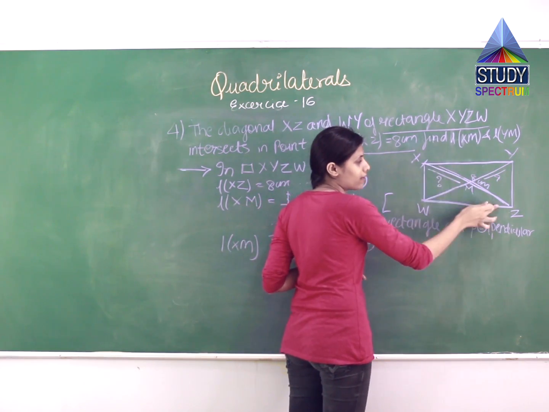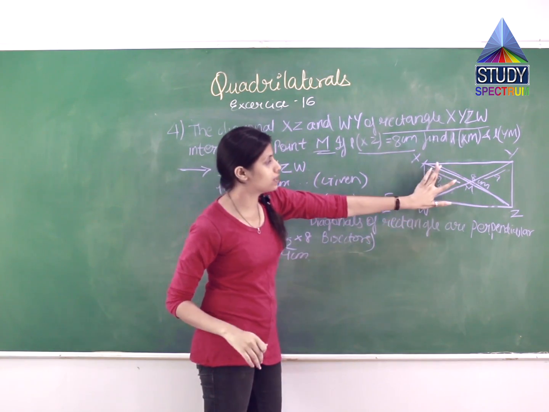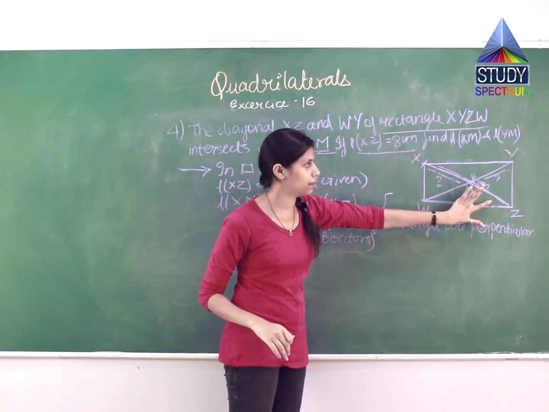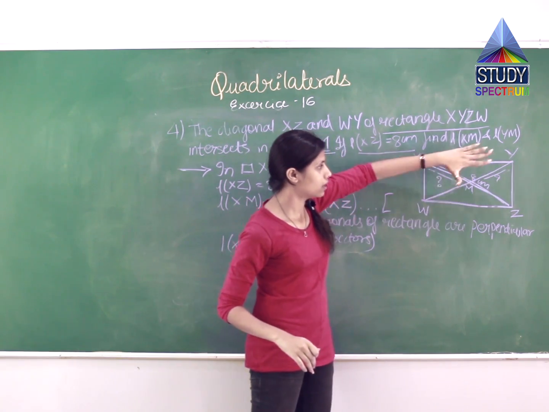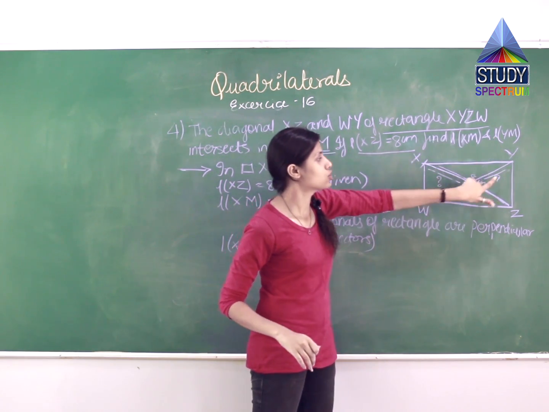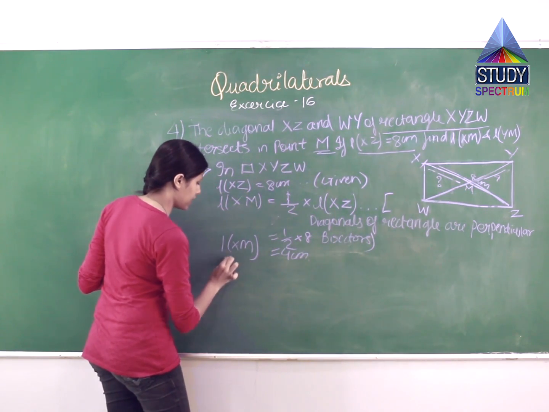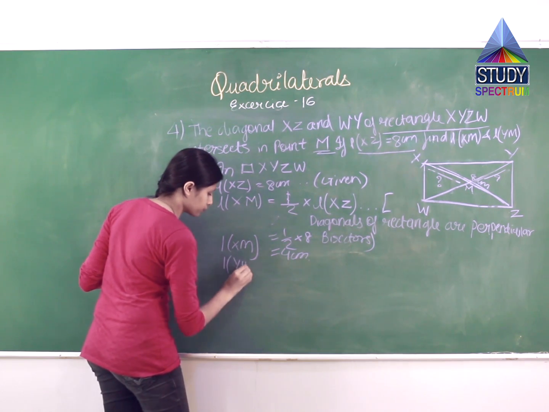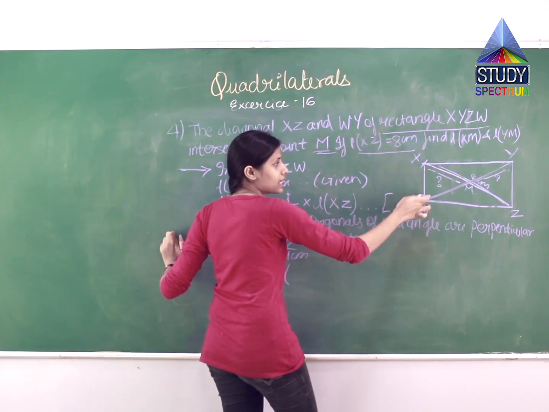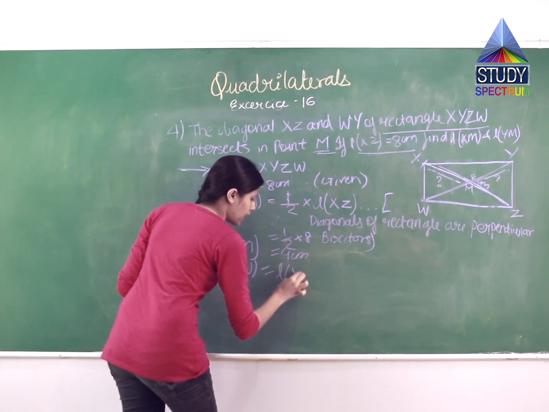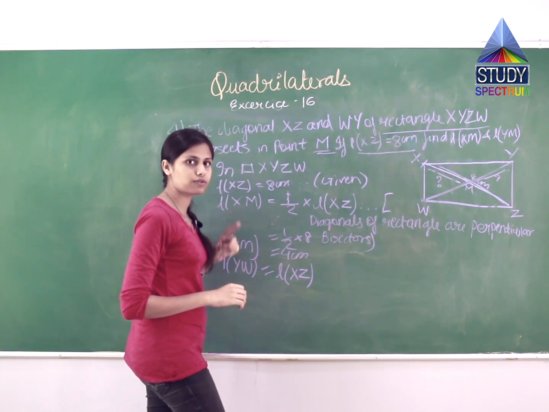If both the bisectors divide equally, then if this is 4 centimeter, this has to be 4 centimeter. And if YW is 8 centimeter, the half part of 8 will be 4 centimeter. So this also has to be 4 centimeter. We should represent it like this: length of YW is equal to length of XZ. Why are both equal? Because the diagonals of the rectangle are equal.